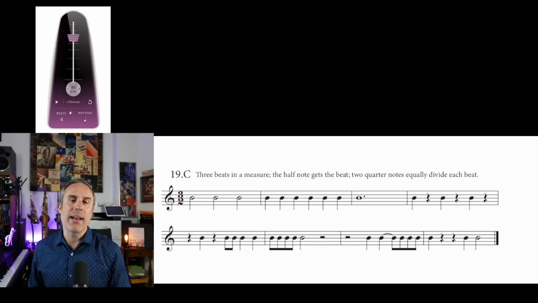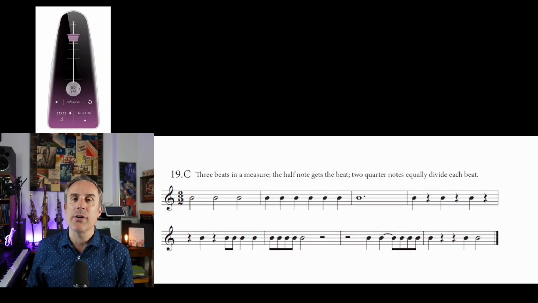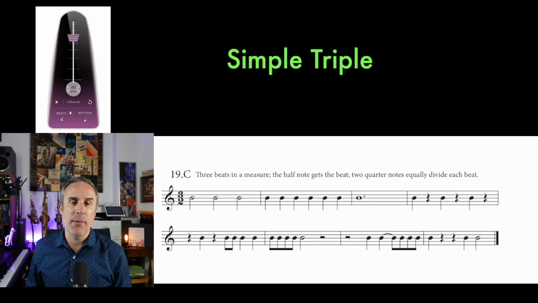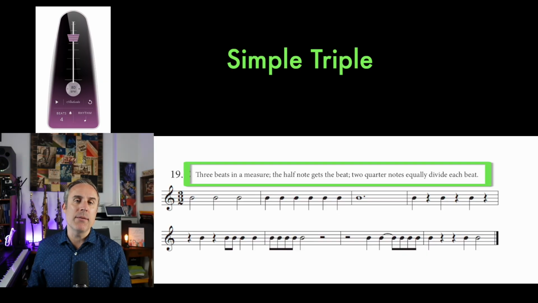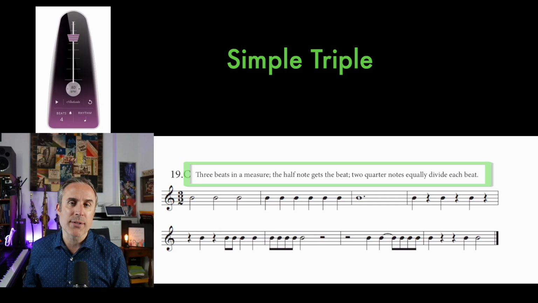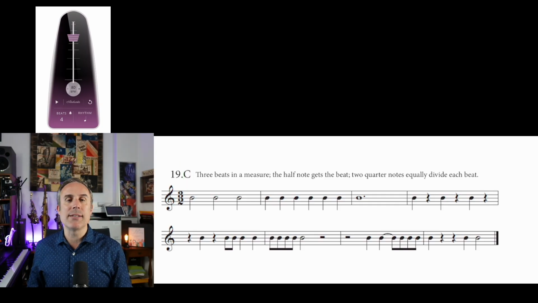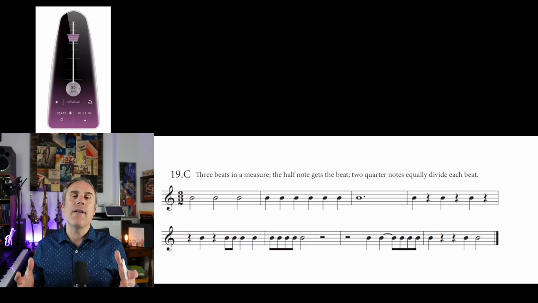And here we are at exercise 19C, where we have a 3/2 time signature, a simple triple time signature. We have 3 beats in the measure. The half note gets the beat or the pulse, and each one of those half notes can be divided into 2 equal quarter notes. Now, a lot of the exercises in week 18 and week 19, there's some intentionality behind it. The first measure will have the pulse note. In other words, the note that gets the beat.